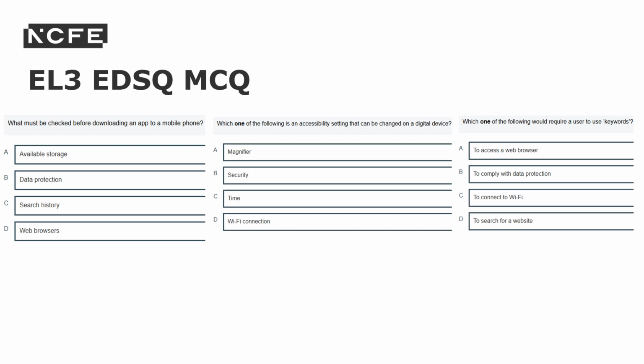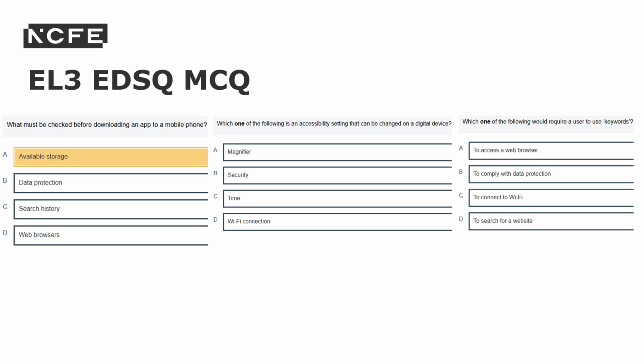So what must be checked before downloading an app to a mobile phone? And you've got the choice of A, B, C or D. And the answer in this case is A, available storage.